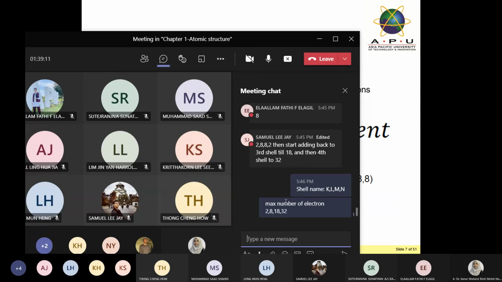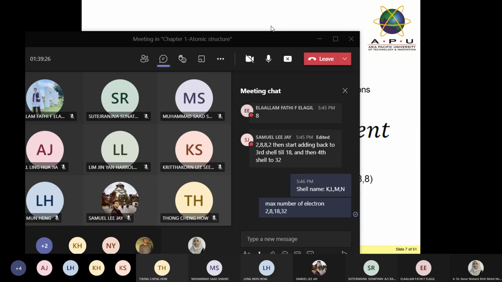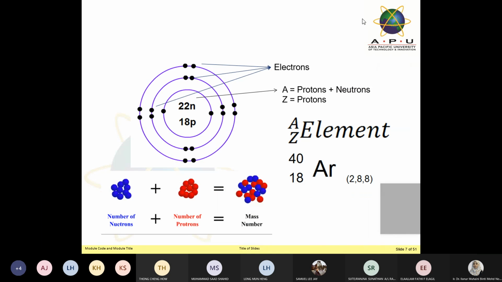Here I have jotted it down also, in case you want to refer later, you just refer to the meeting chat. Also the notes on the maximum shell, I will put in the appendix in the Moodle. So this is the same as just now. You add the blue color and red color, neutron plus the proton become the mass number. This is how you need to draw. In the quiz, there are a lot of drawings also.